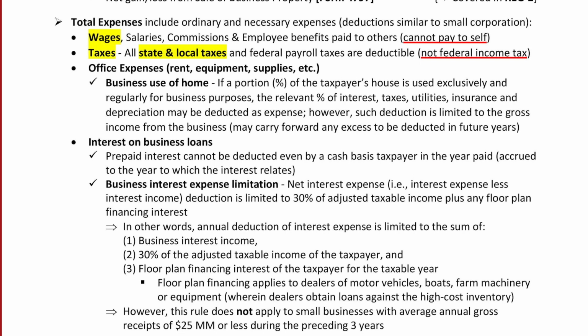Then the office expenses of the business like rent. Expenses also include, highlight, interest on business loans. Note, highlight, prepaid interest cannot be deducted even by a cash basis taxpayer in the year paid. So prepaid interest has to be accrued to the year to which the interest relates. And just to refresh yourself, refer to exception number 2 on Reg 1, page 19.